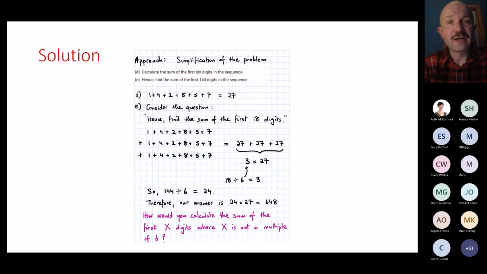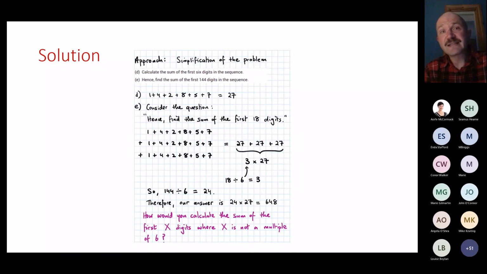So then they just have to work out how many times they will be getting 27 if they go all the way up to term number 144. So dividing 144 by 6 tells them that they'll get 27 24 times. And in that way, simplification of the problem allows them to reach a solution.